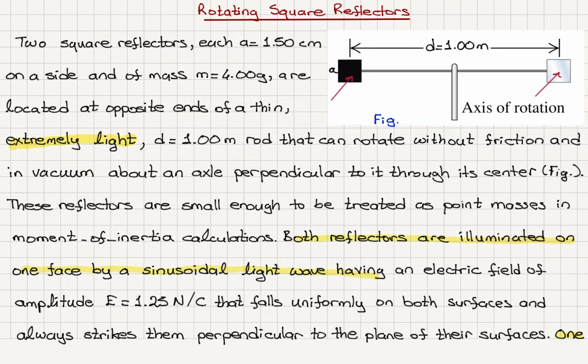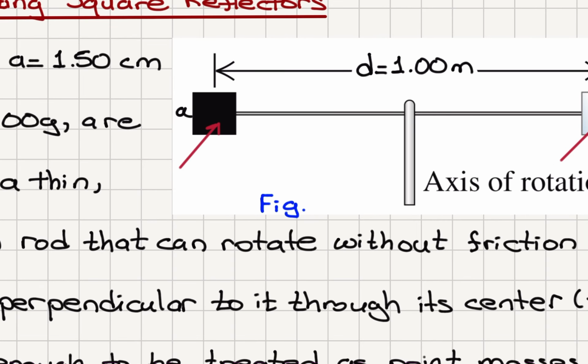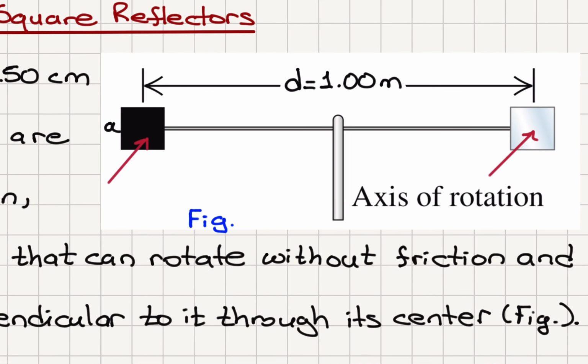So if these electromagnetic waves are hitting these two surfaces at the same time from this direction, the force R cross F, there will be a torque in this direction, R cross F. So R cross F, there will be a torque in this direction. So these torques are opposing each other.